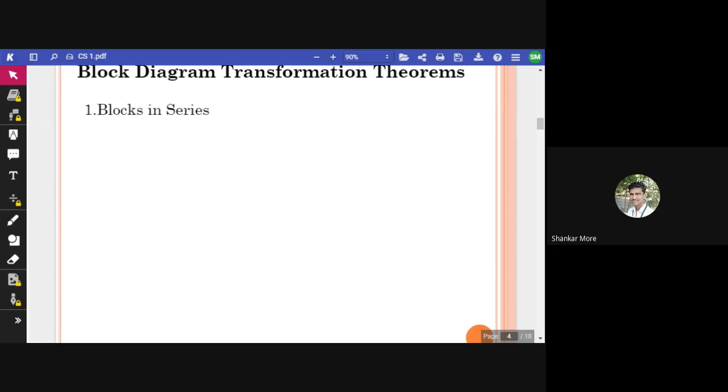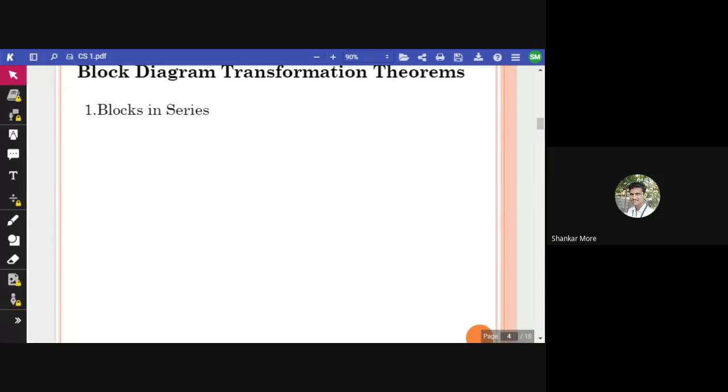Okay, so I'll be telling about both the things. Now it's your choice which way you want to go. So the first law is blocks in series. Let us suppose there are two blocks in series. Then what happens in this case?